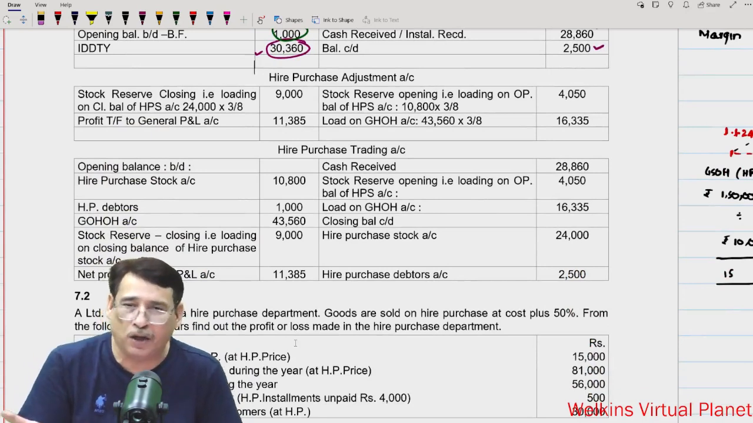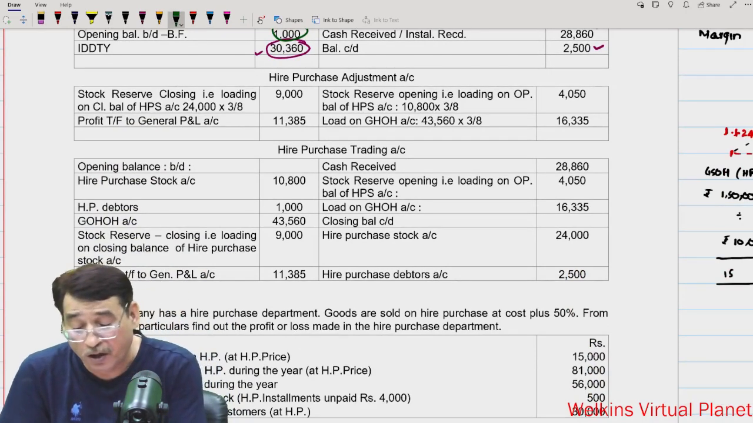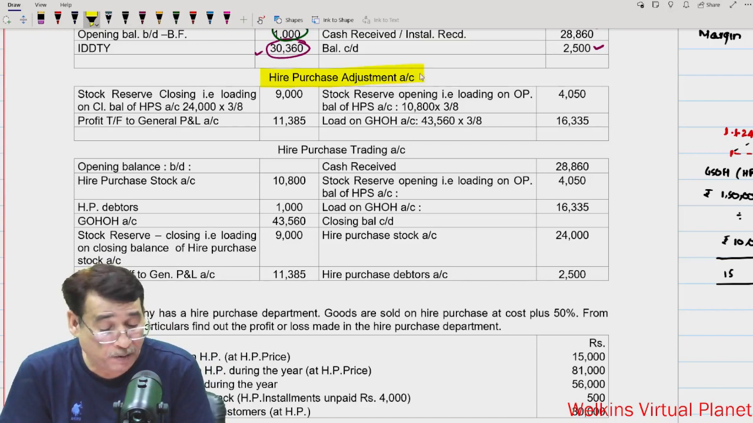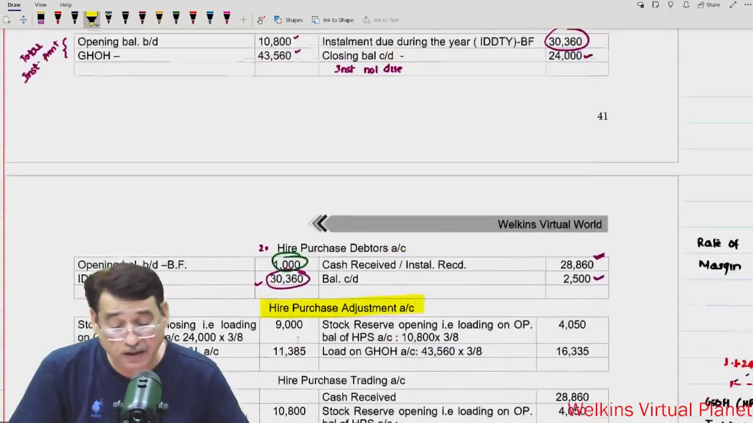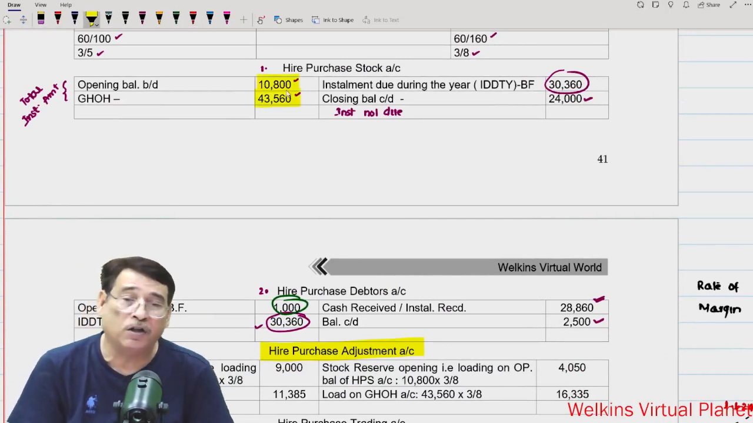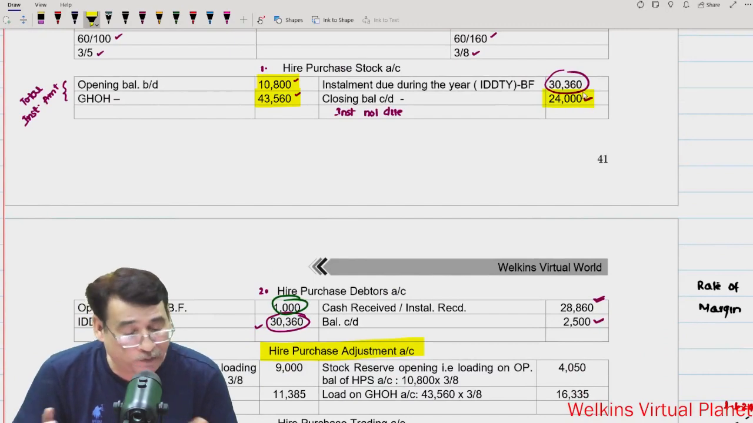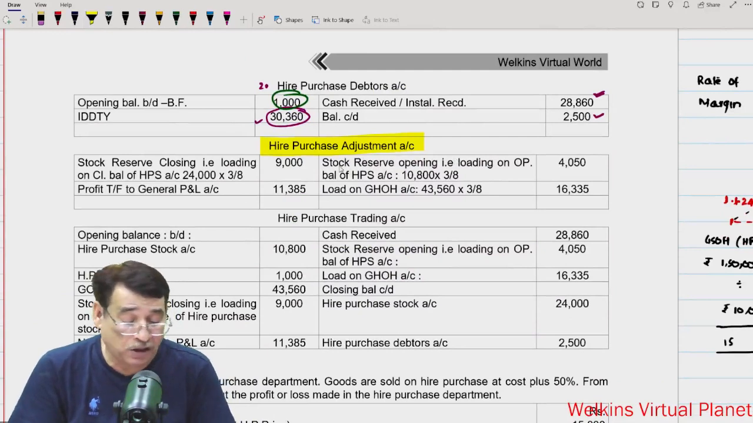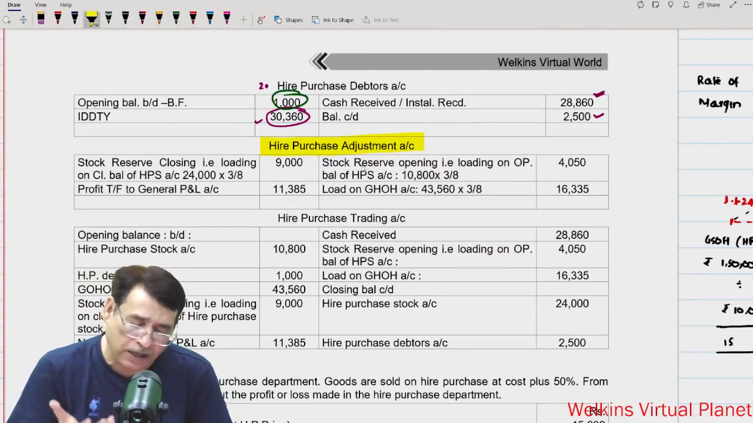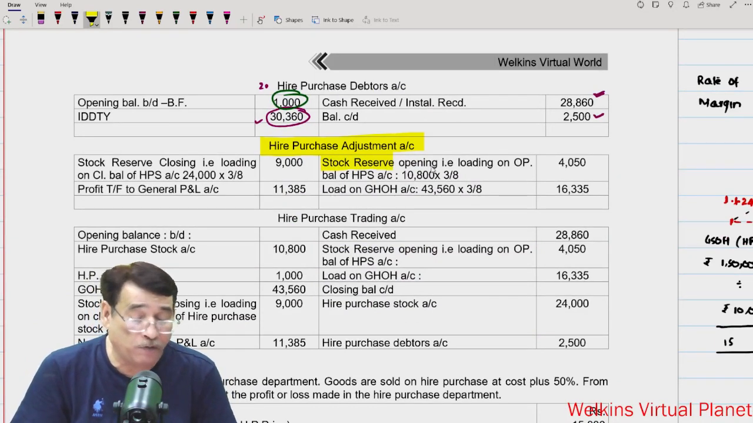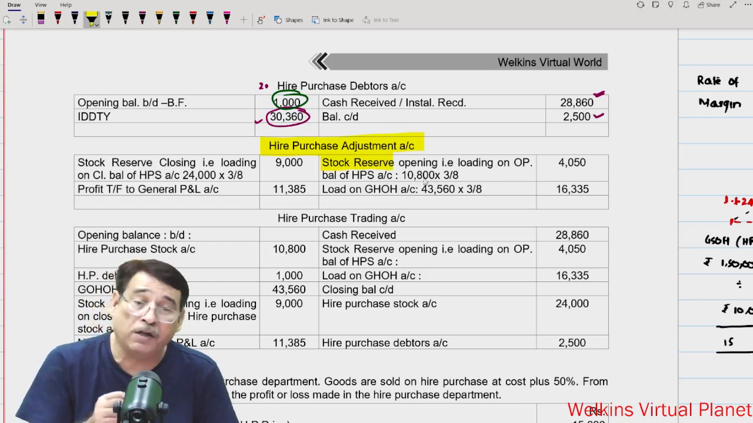Although either of these two accounts is needed to find out what we call profit, depending upon the question. So, first we shall prepare higher purchase adjustment. In order to prepare this account, all we have to do is take the loading of 10,800, take the loading of 43,560, and take the loading of this balance. So, we have taken the loading of these items. In the higher purchase stock adjustment account, I have written the stock reserve. You can write stock reserve, loading, or margin, whatever you like. Loading or stock reserve on opening balance, that is loading on opening balance of higher purchase stock account, 10,800 into 3/8.